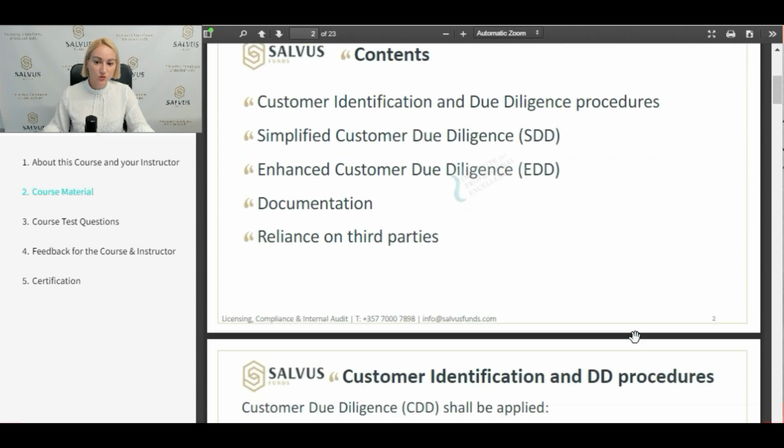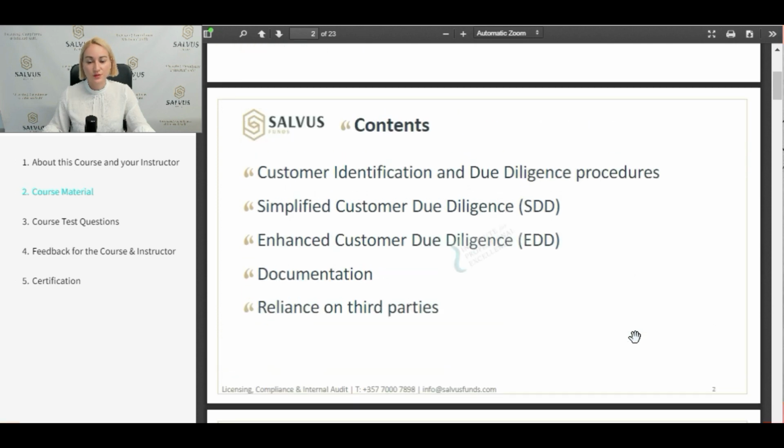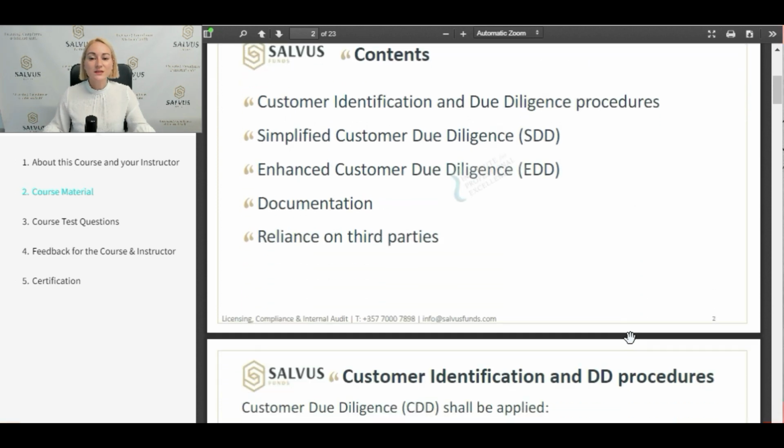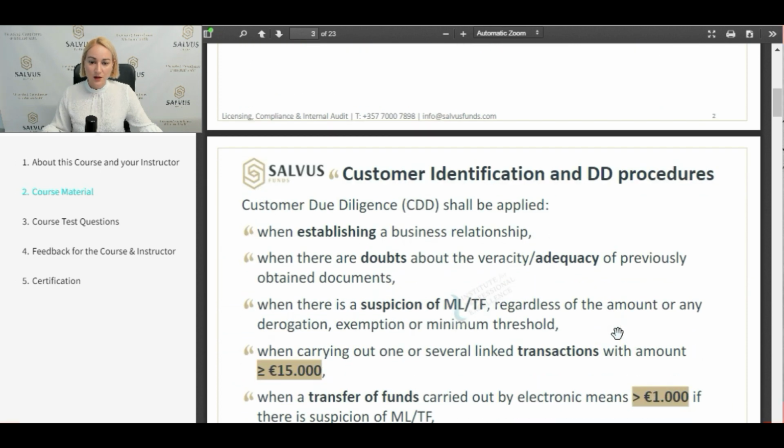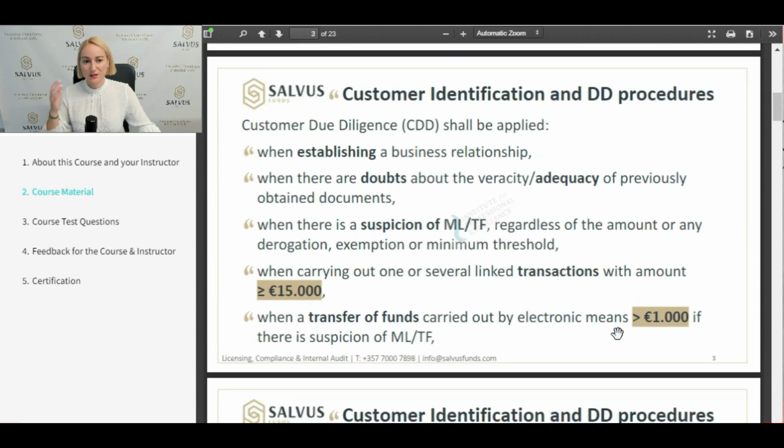Within this section, we are discussing, of course, the different procedures, what is simplified due diligence, what is enhanced due diligence, and what are the different sets of documentation that we need to collect. The documentation and the reliance on third parties are further discussed here. So first of all, what is actually this customer identification and the procedures that we have to follow?